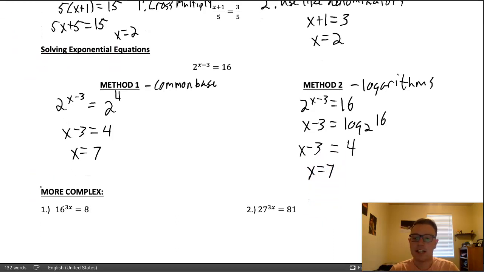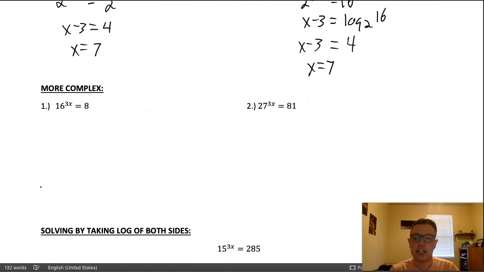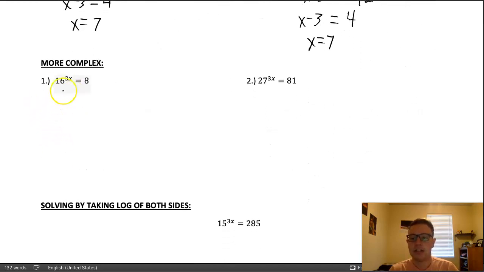Now we have a couple of these that are harder, so let's go ahead and take a look at those. What about something like 16 raised to the 3x, excuse me, is equal to 8? The first thing we want is common bases. So let's bring these down to the most common base we can get, or 2.